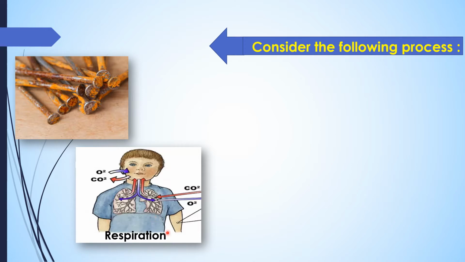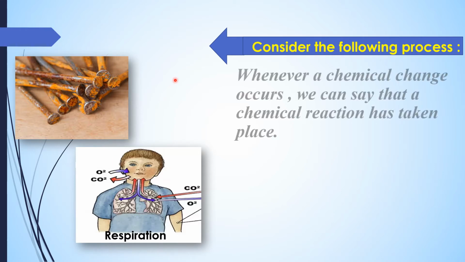In case of respiration, the glucose present in the cells combines with the inhaled oxygen to form carbon dioxide and water. So in such processes, here in the case of rusting of iron, chemical synthesis took place, and here in the case of respiration, chemical decomposition took place. Such processes are called chemical reactions. So whenever a chemical change occurs, we can say that a chemical reaction has taken place.